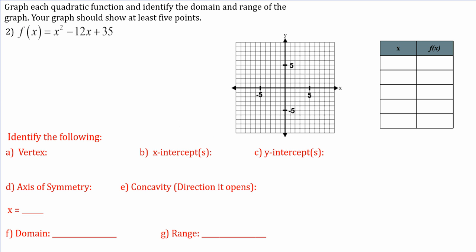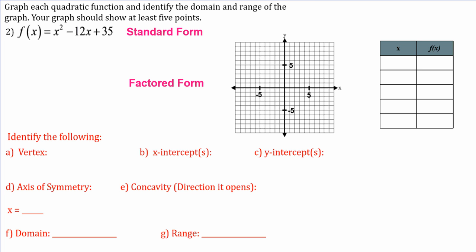Here we've got f of x equals x squared minus 12x plus 35. First thing you want to ask yourself, what form is the function written in? And here we can see that it is in standard form. Now, we know how to graph things in factored form. So the question is, can we take this polynomial of x squared minus 12x plus 35 and factor it? And we know that we can because we're expert factors at this point.